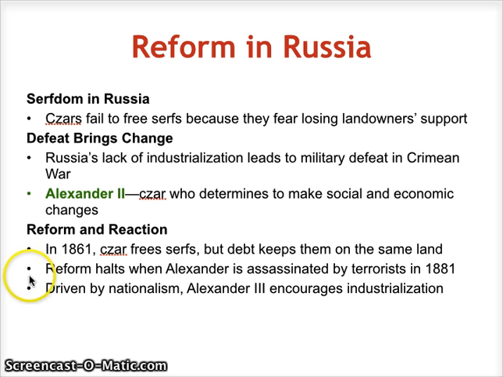The reform also is halted because eventually Alexander II is killed. He's killed by terrorists in 1881. So while he's trying to bring Russia to become industrialized, some people who disagree with him end up killing him for that reason.